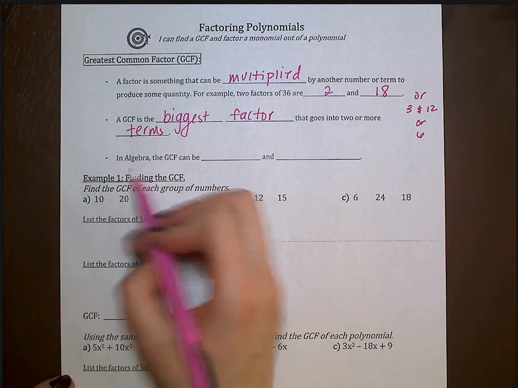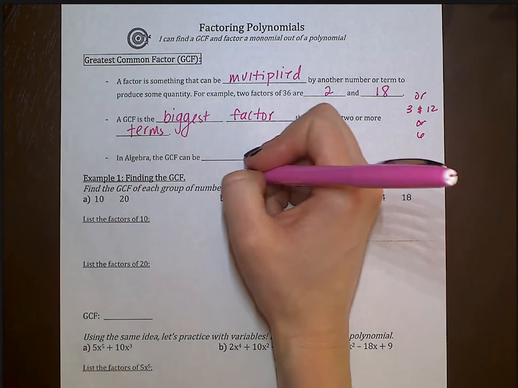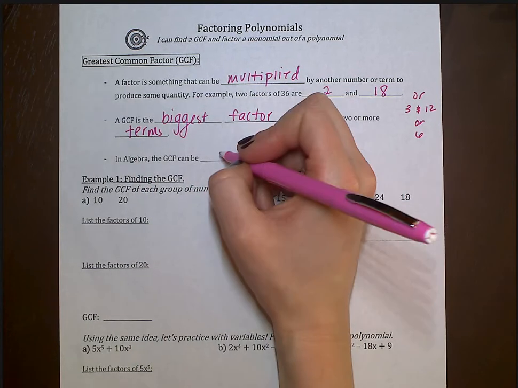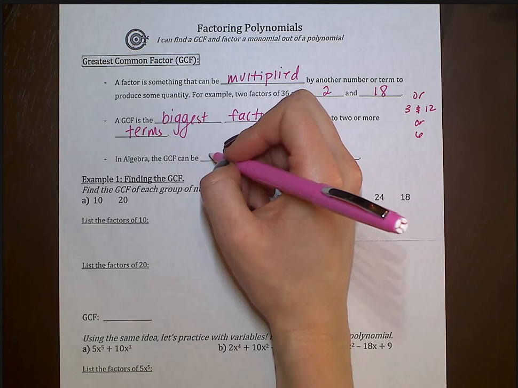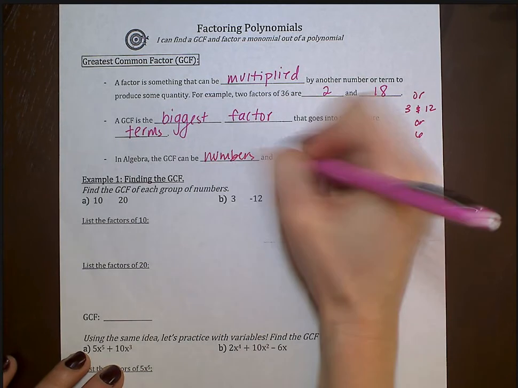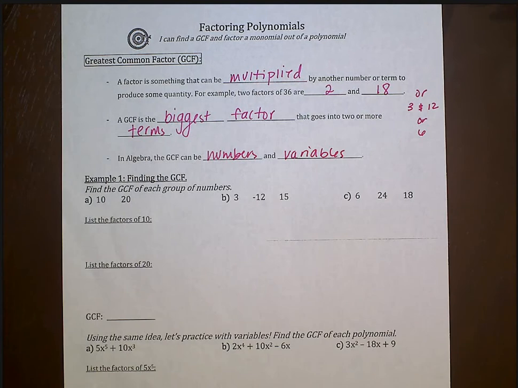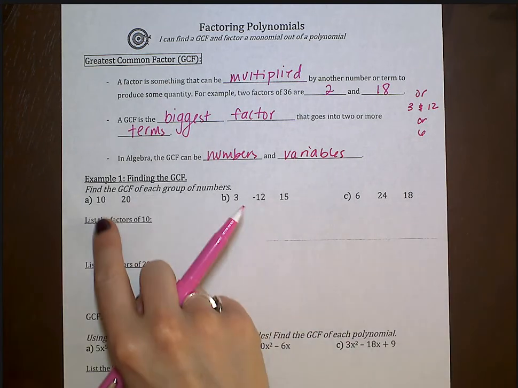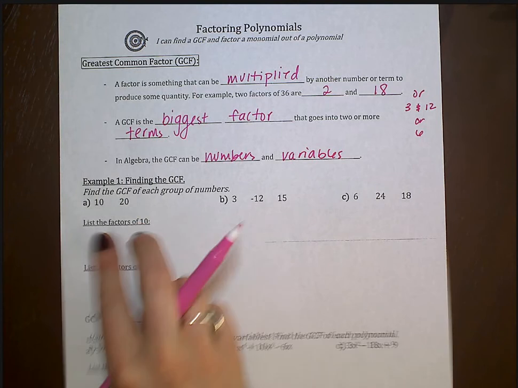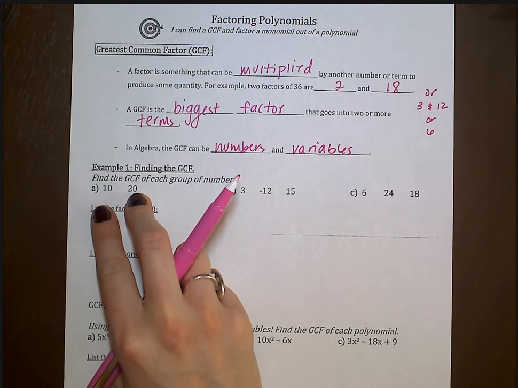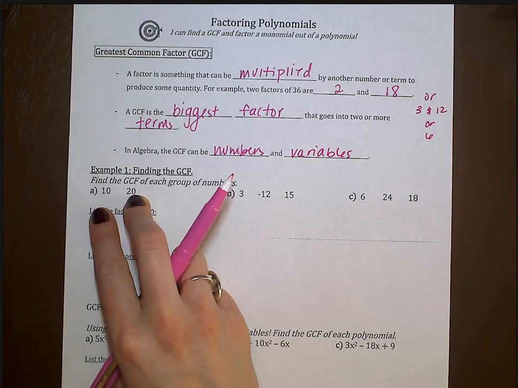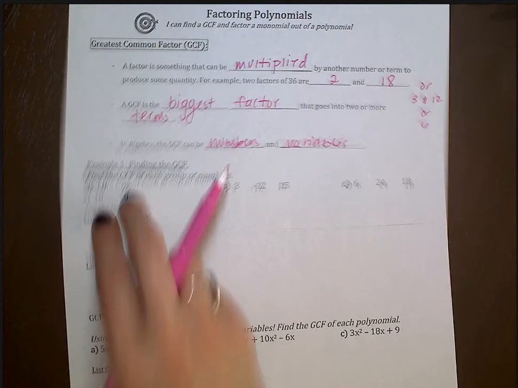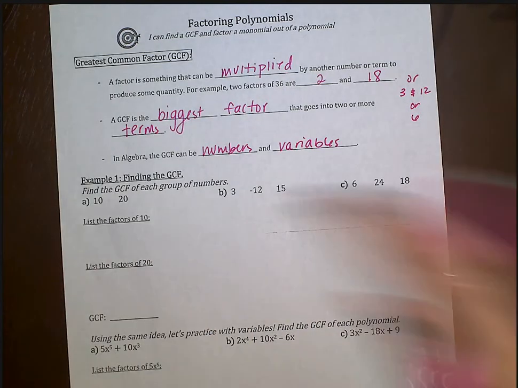Now in algebra, realize that the GCF, which maybe is different from what you've seen in the past, you've probably done GCFs before, but maybe you only did numbers. So in algebra though, we're going to do numbers and variables. So we're going to throw x's, y's, all that good stuff in. But let's start off with just numbers. So here's an example of you figuring out GCFs. They're going to say find the GCF of each group of numbers. So say they say 10 and 20. You want to tell me what's the biggest factor of both of these numbers. Now some of you could see it right away. If you're not sure what it is, here's the process of how you would figure it out.